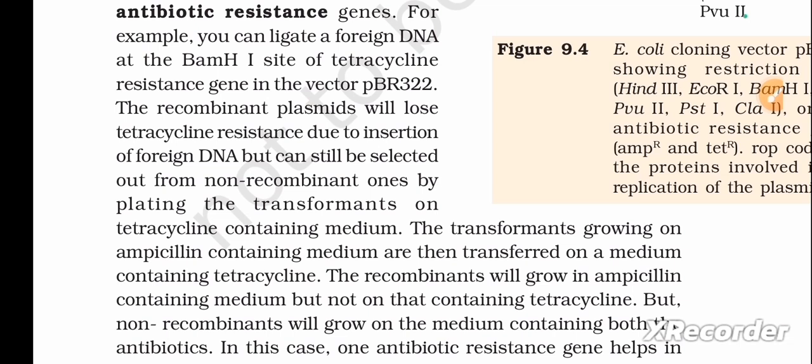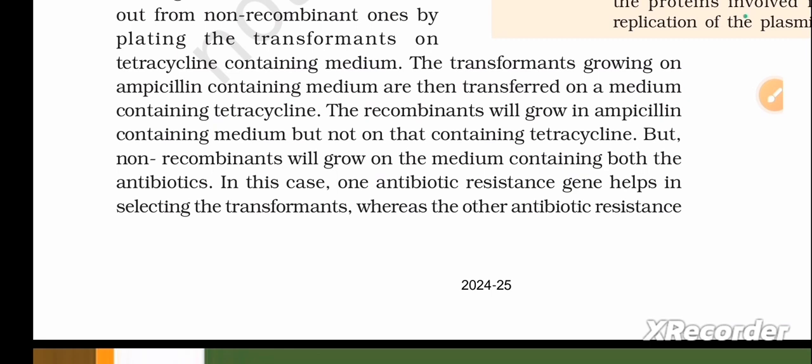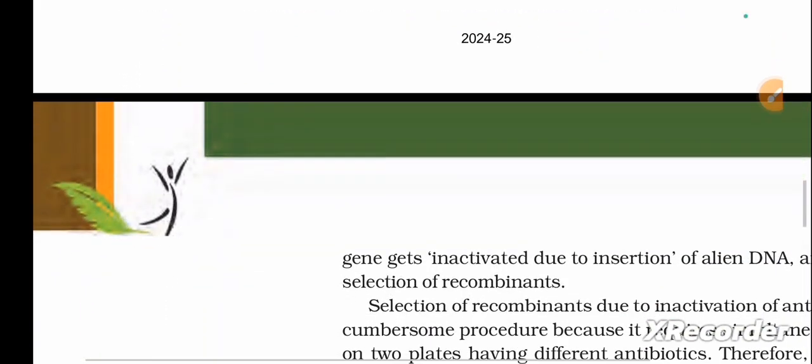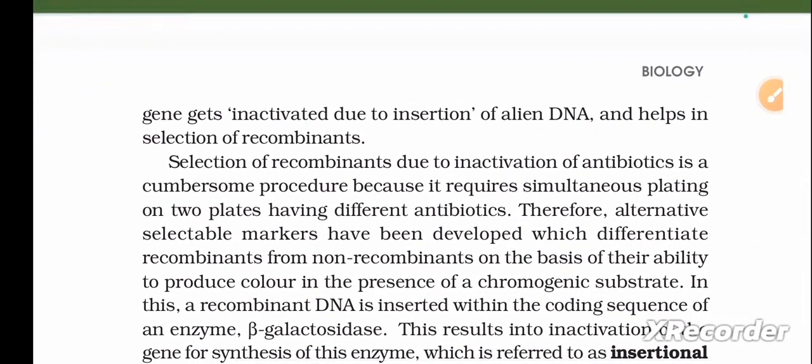The transformants growing on ampicillin containing medium are then transferred on a medium containing tetracycline. The recombinants will grow in ampicillin containing medium but not on that containing tetracycline. But non-recombinants will grow on the medium containing both the antibiotics. In this case, one antibiotic resistance gene helps in selecting the transformants, whereas the other antibiotic resistance gene gets inactivated due to insertion of alien DNA and helps in selection of recombinants.